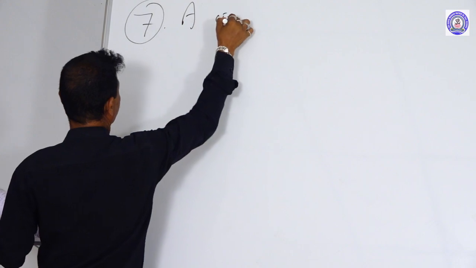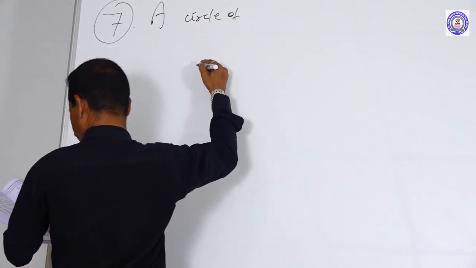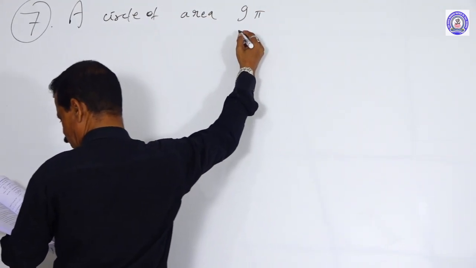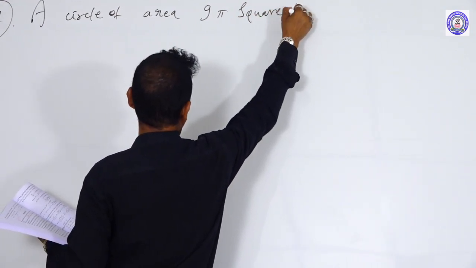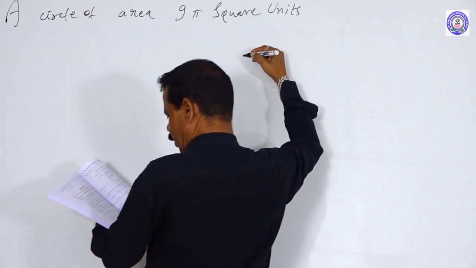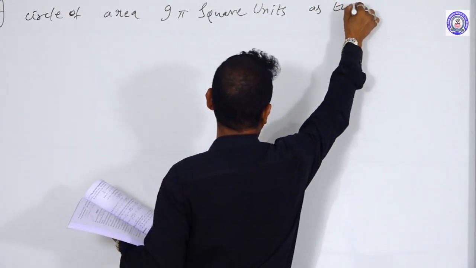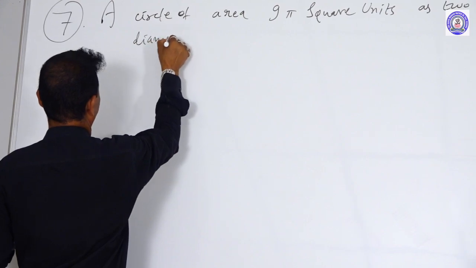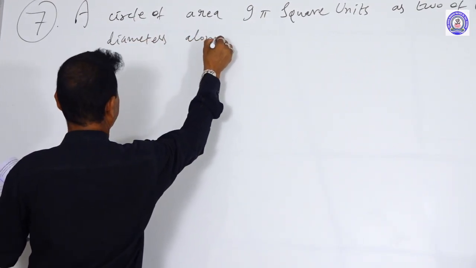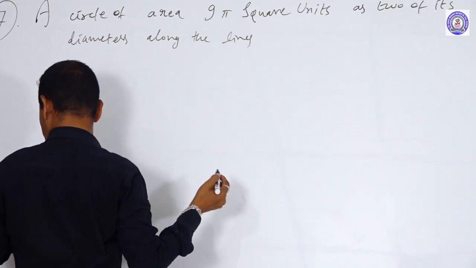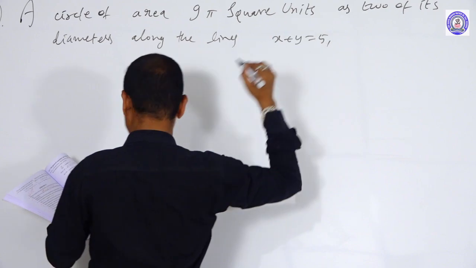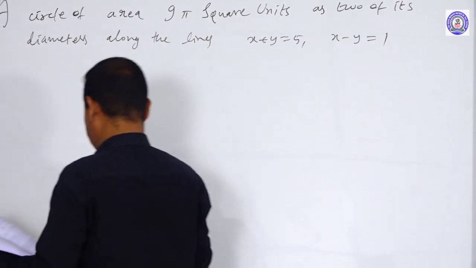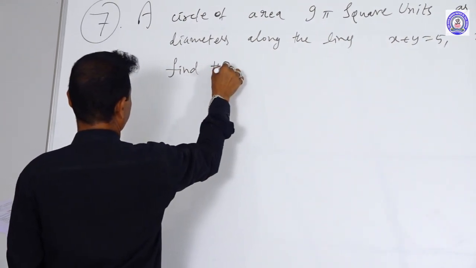A circle of area 9 pi square units has two of its diameters along the lines x plus y is equal to 5 and x minus y is equal to 1. Find the equation of the circle.